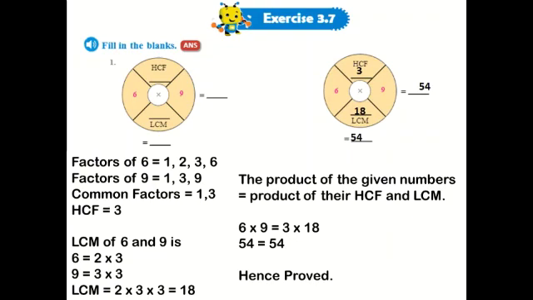First we will find the HCF by the factors method. The factors of 6 are 1, 2, 3 and 6. And the factors of 9 are 1, 3, 9. Now you will circle the common factors. Here the common factors are 1 and 3. So HCF is equal to 3.